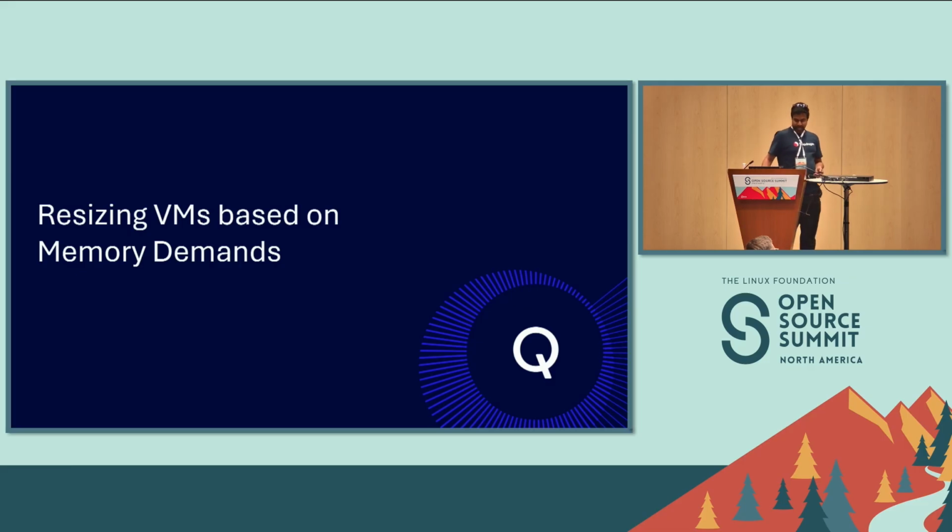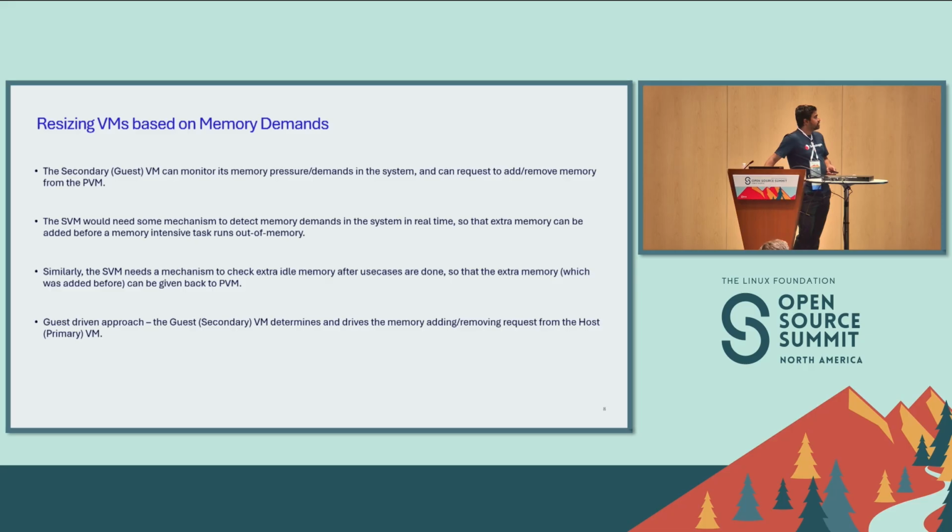So, resizing of the VM based on memory demands, meaning we want to increase the memory in the secondary VM only when there's memory pressure. That way I can boot up the VM with a small memory footprint, sufficient to boot the kernel, boot Linux and get to a shell. Then, if a use case is running in the VM, I can plug in more memory to the SVM. So this is all done based on memory demands.